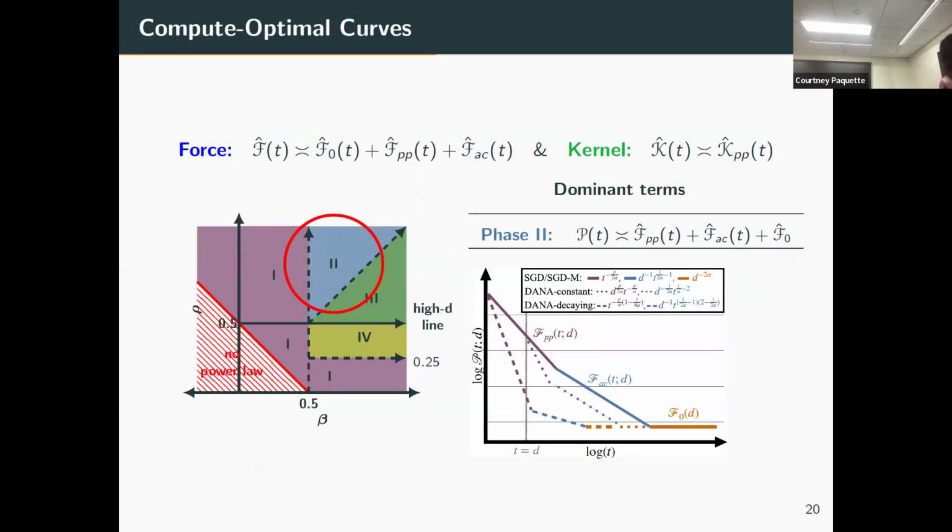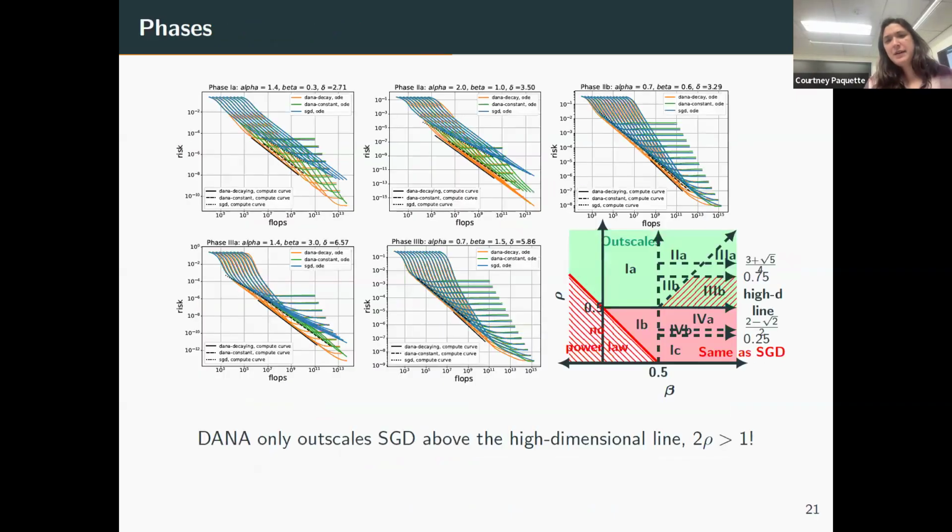Again, what you'll see is something like this, so phase 2, right? You'll have 3 components for these, Dana constant, Dana decay, and you'll still see the same components, but they'll just be at steeper slopes because of the different time. And you get acceleration everywhere where 2 rho is bigger than 1. It's unclear what happens when 2 rho is less than 1. I don't know what happens.